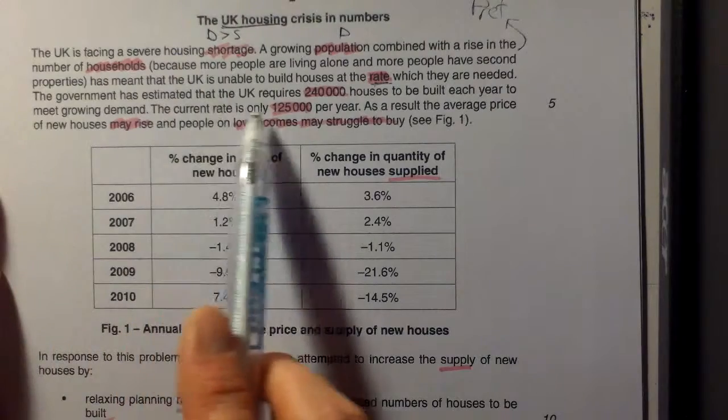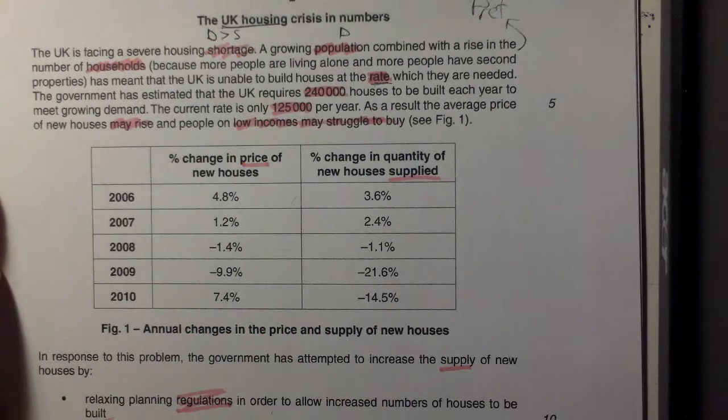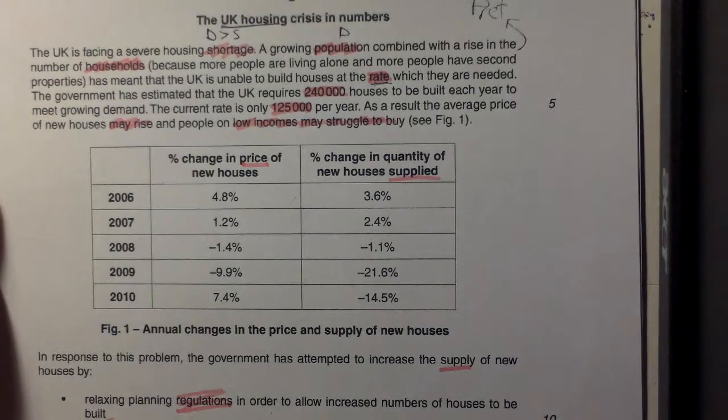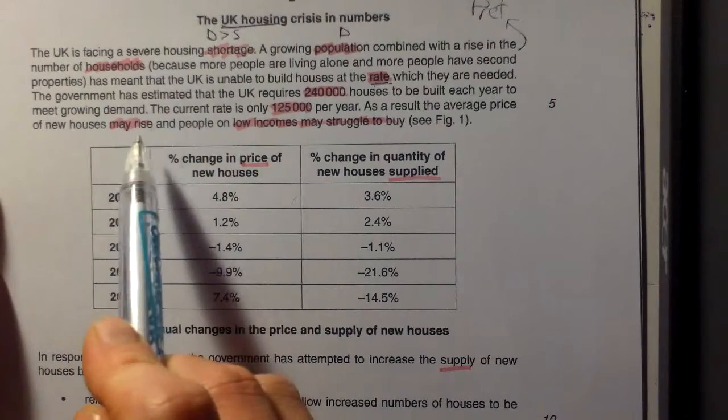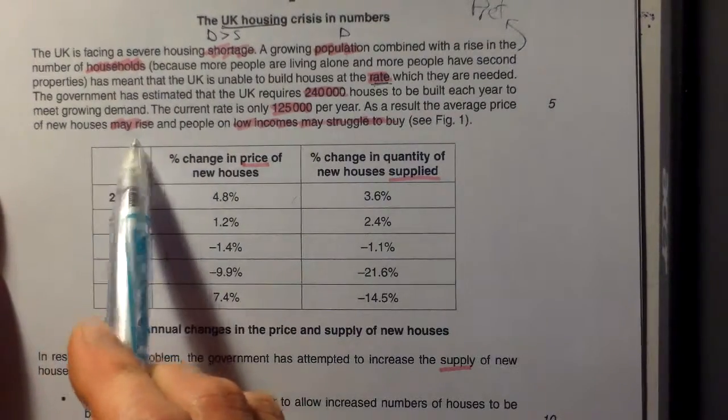The government had estimated that the UK requires 240,000, so roughly 250,000 houses to be built every year to meet growing demand, and the current rate is only 125,000. So nearly about double the demand than there is for the supply. As a result, the average price of new houses may rise and people on low incomes may struggle to buy. So demand greater than supply, shortages will equal price rises.